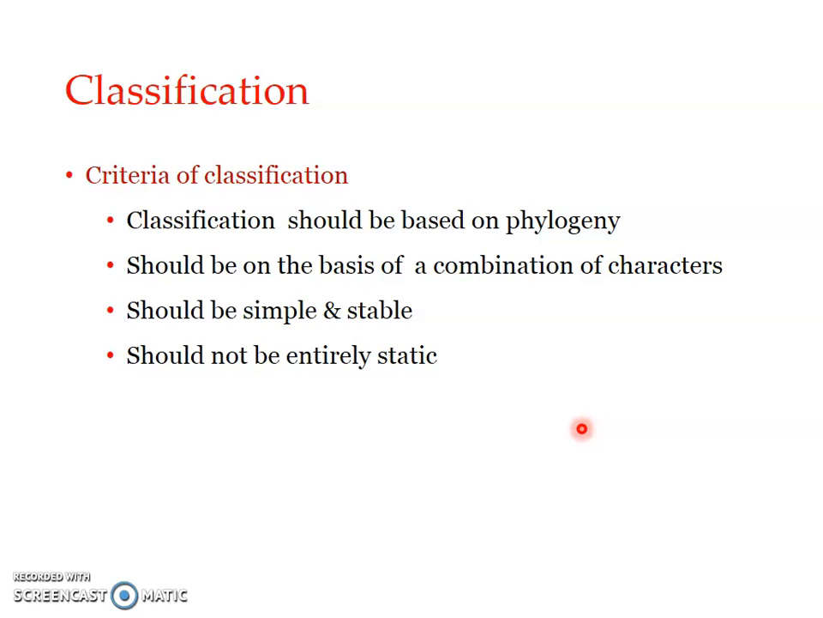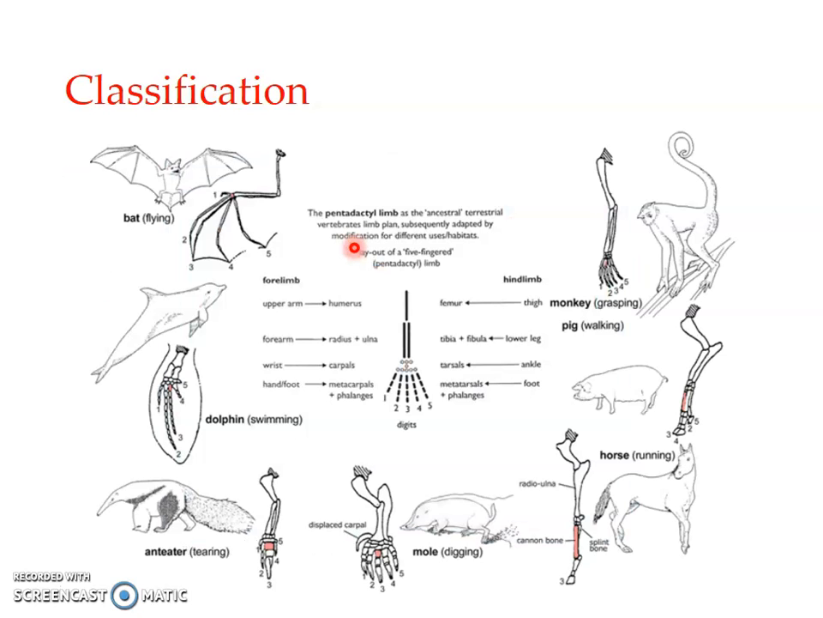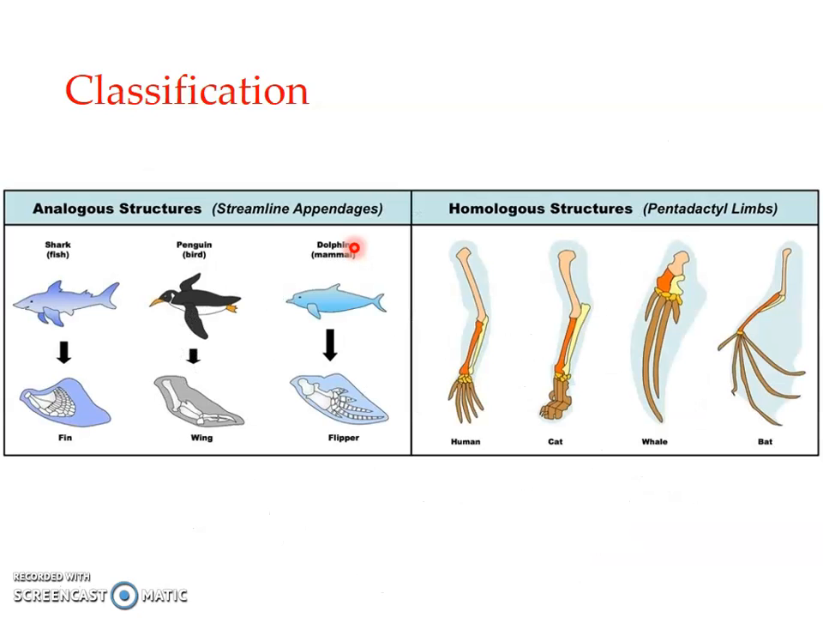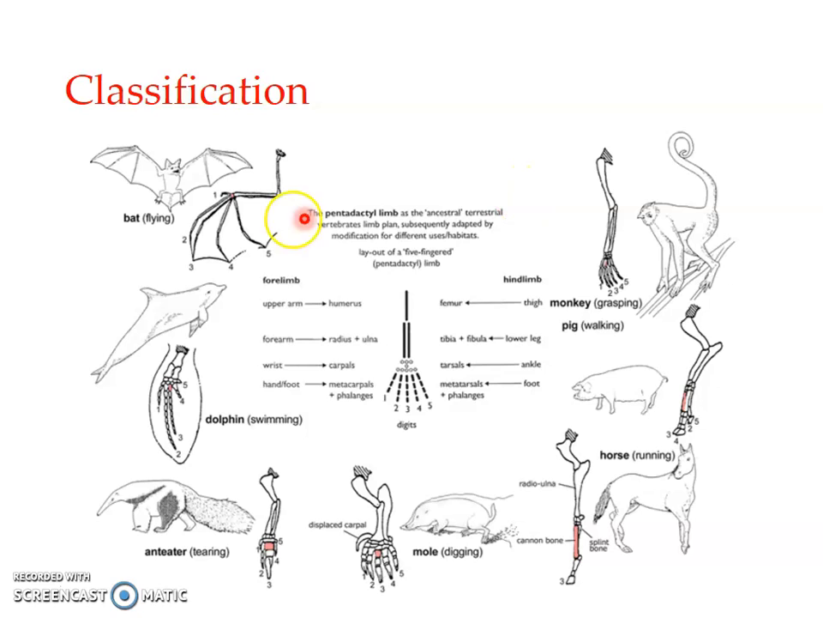The next one is that when you are studying the phylogeny of various groups, it must include homologies. What is homology? The word is homologous, homology. So what is homologous? Here you can see a few examples.